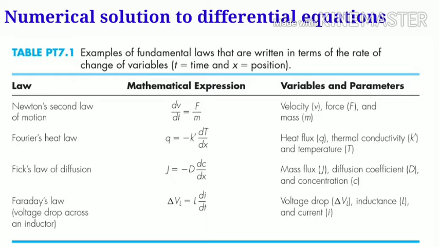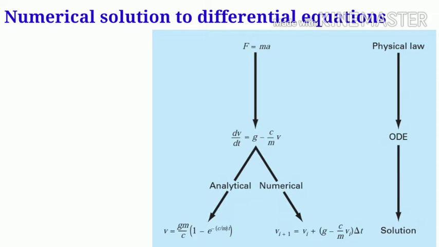Similarly, Fourier's heat law, q is equal to minus k dT by dx, like that. Now we need the solution of these equations. So how to find out the solution of these equations, we'll see. We have one physical law, that is force is equal to mass into acceleration. It can be rewritten as dv by dt is equal to g minus c upon m into v. So this equation is for the following parachutist problem, which we have already discussed many a time.